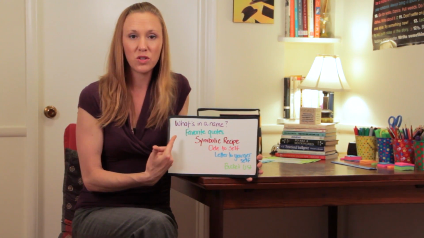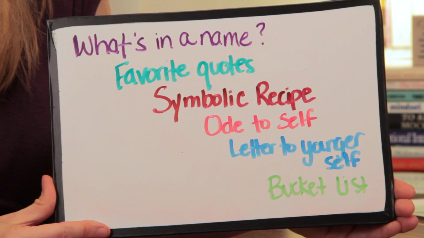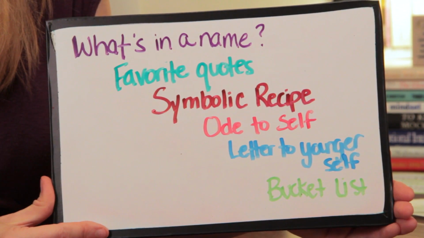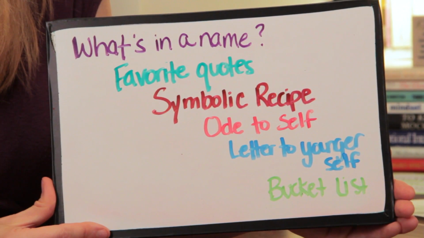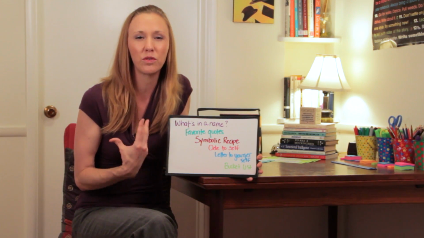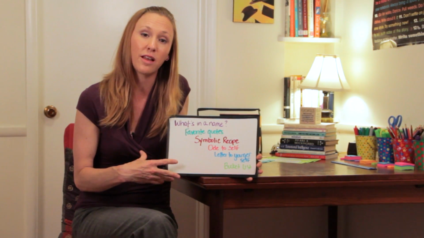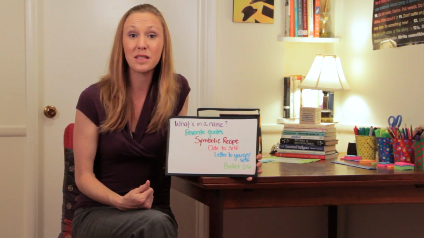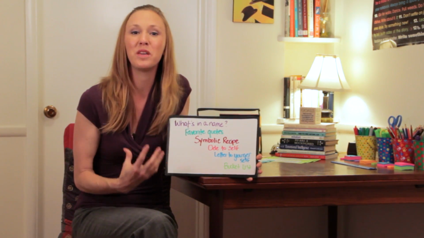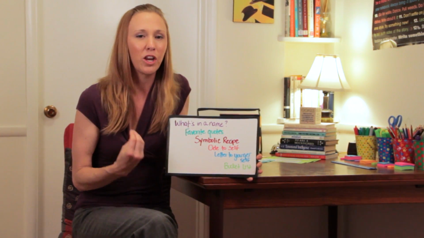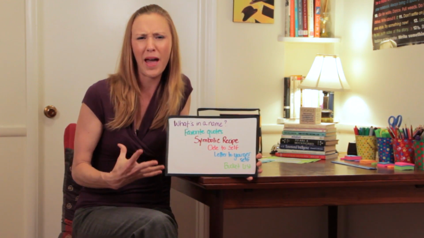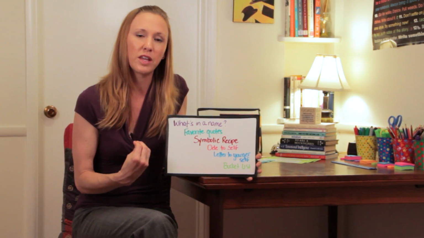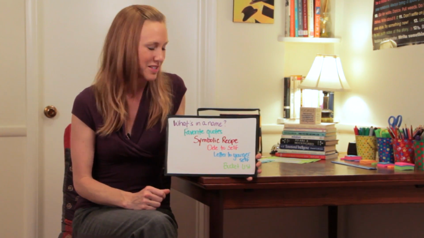One of the poems they do is called What's in a Name, where they look and see what their name means and they go and find out where they got their name. Another one is they find their favorite quotes and they reflect on those quotes and how they impact their lives. Another one is the Symbolic Recipe. It's an actual recipe of themselves. They get to create a half a teaspoon of strength or a pound of heart. Whatever they really feel like is a part of themselves, that's their recipe.